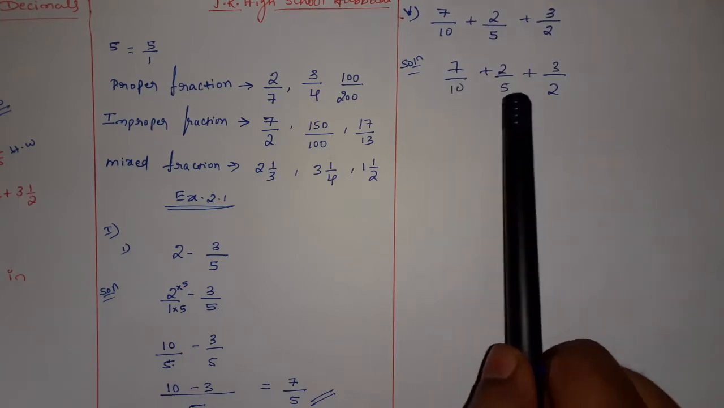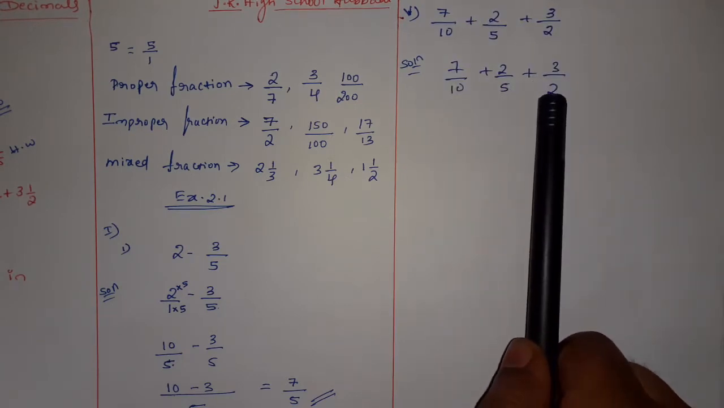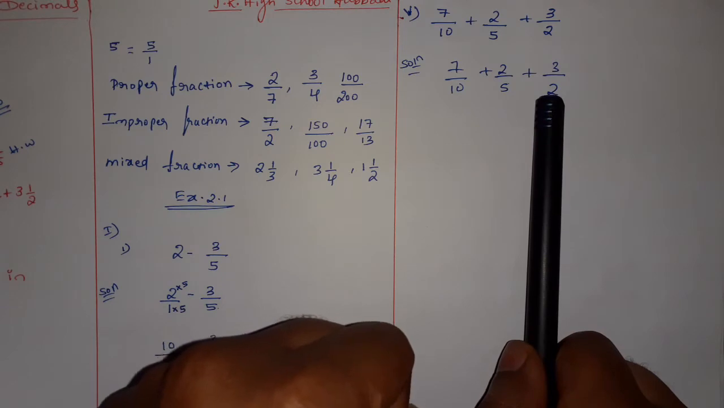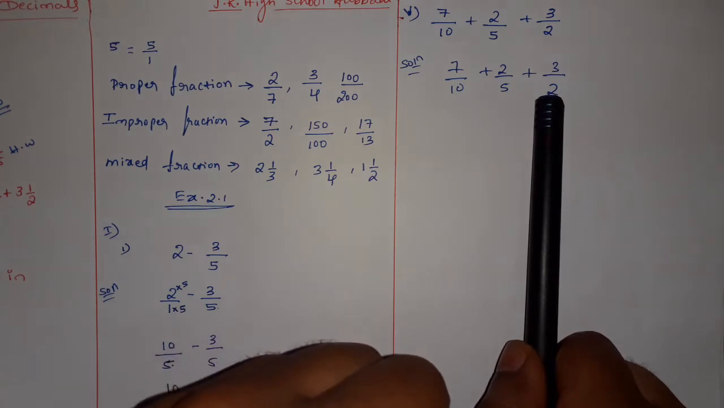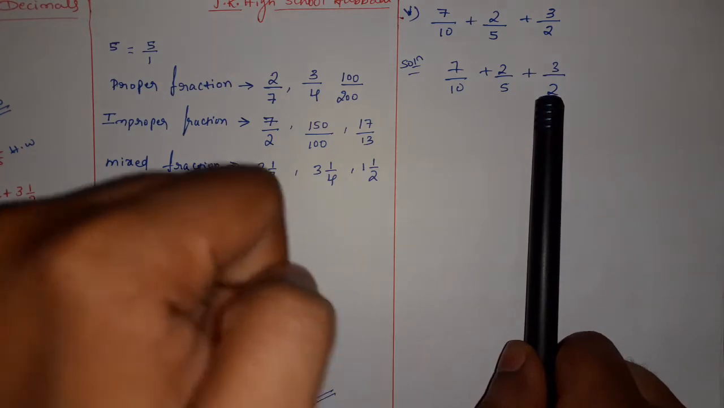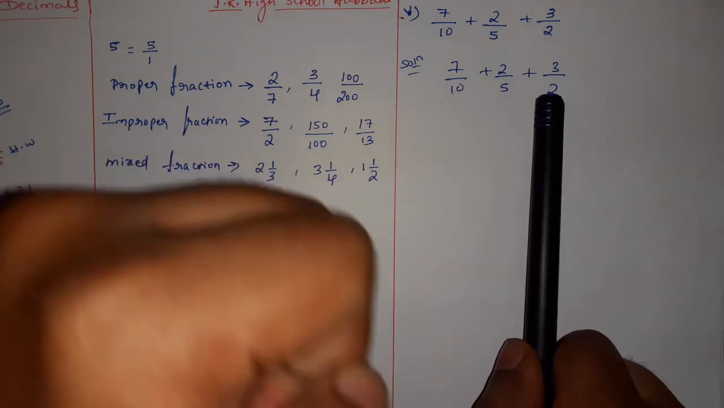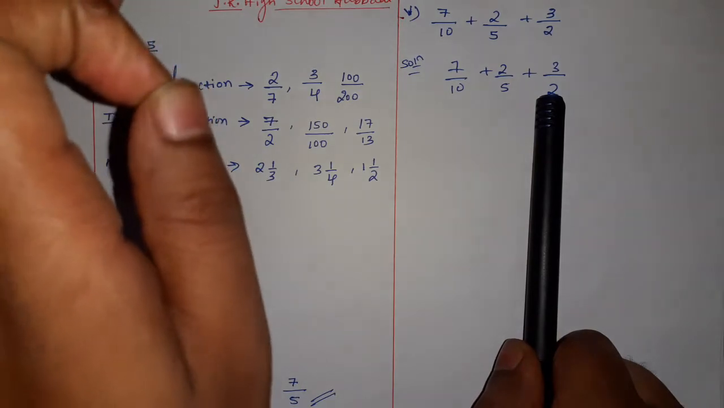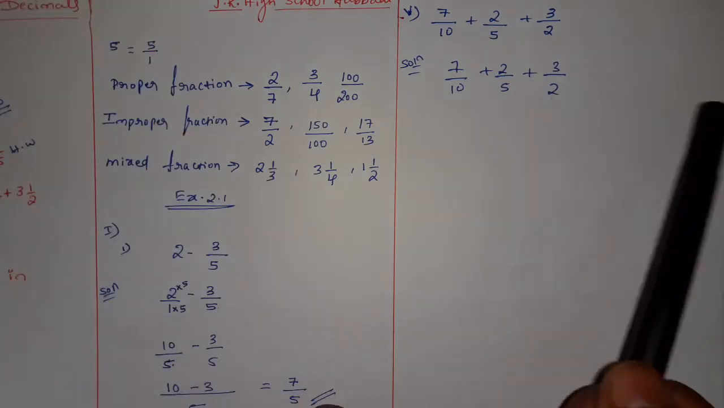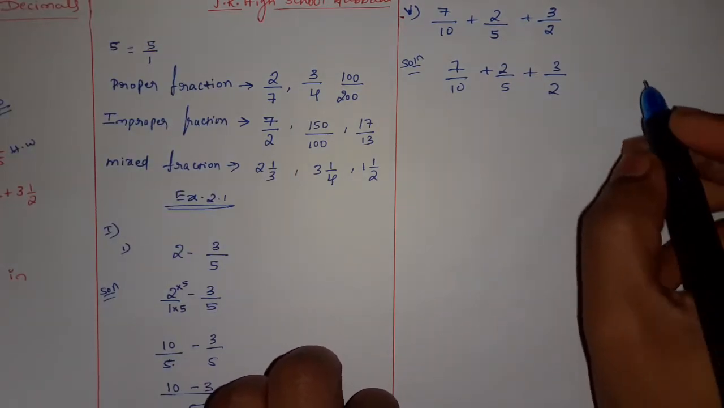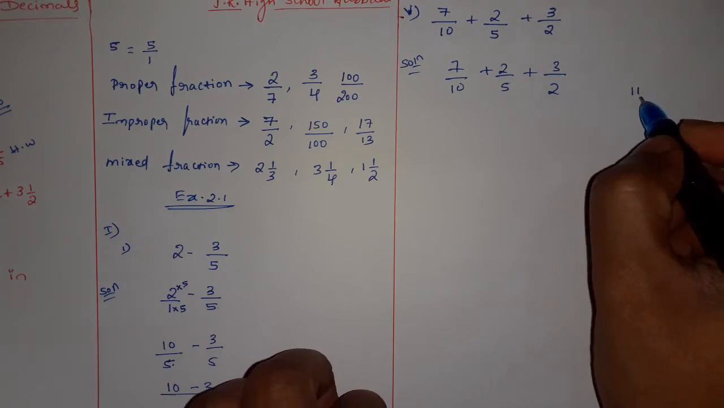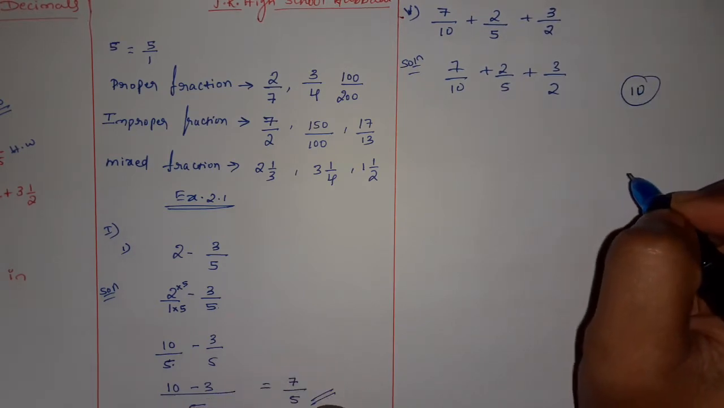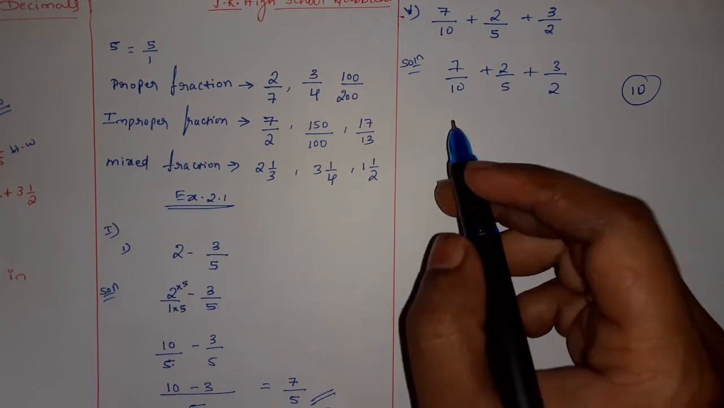In the 10, 5 and 2 tables, there are many common numbers, but among those common numbers we should choose the smallest one. Even if you forget or fail to choose the smallest one, if you took 20, then also your answer will not be wrong, you will get the correct answer, but it will take a little bit more time, that's it. So I will go for 10. 10 is the common number now.